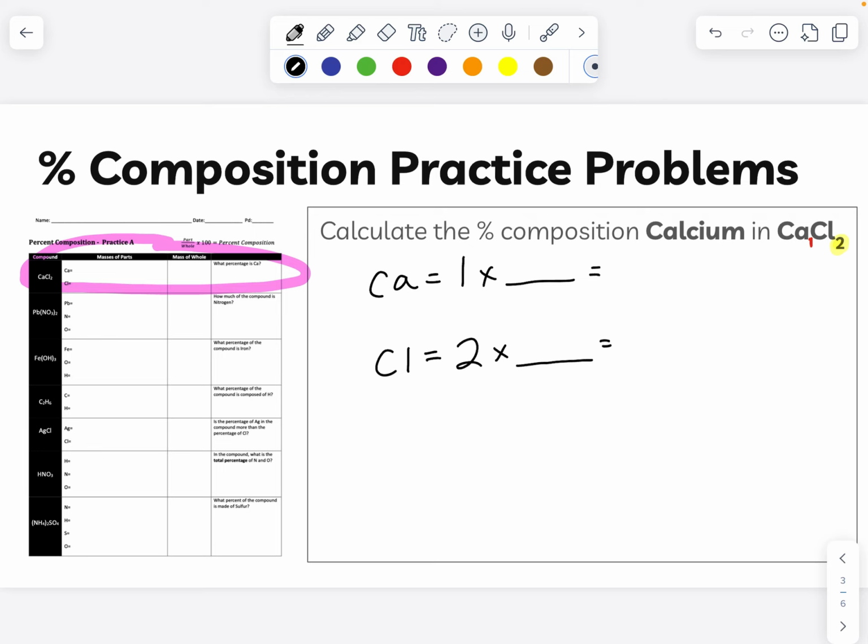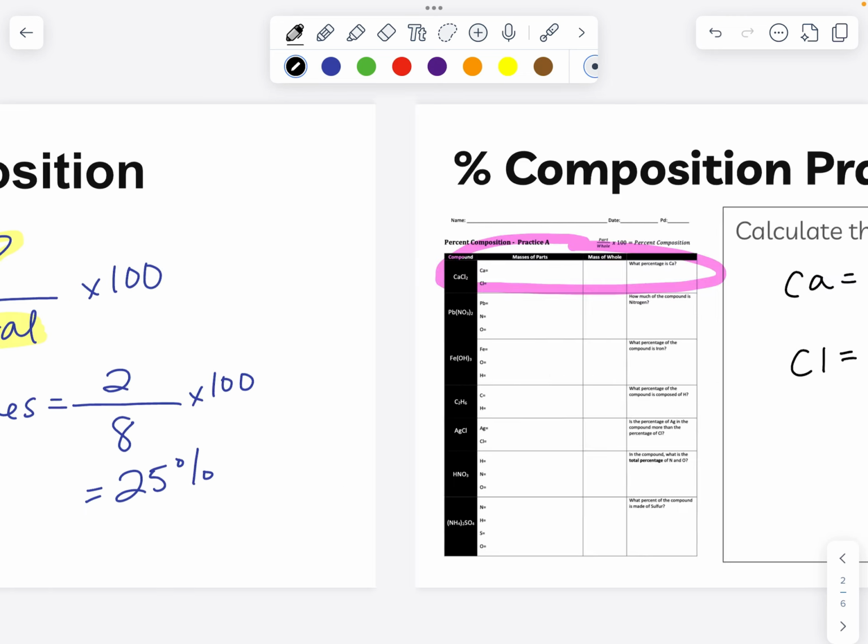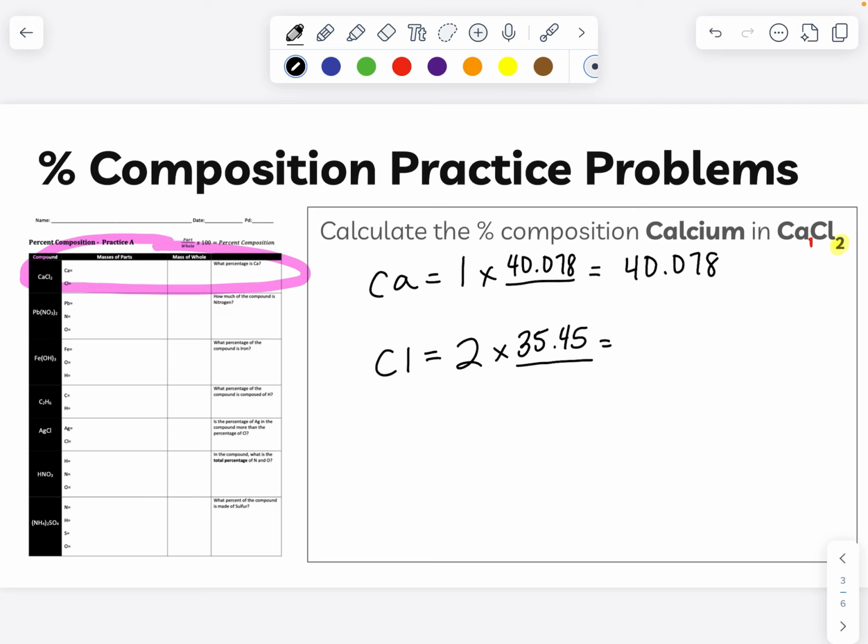So on the periodic table, if I look for calcium, I know that the mass is 40.078, and if I find chlorine, the mass is 35.45. So now, since I only had 1 calcium, that mass doesn't change. My calcium is still 40.078, but now that I have 2 chlorines, I have to remember to multiply that by 2, so I come up with 70.9. So now if I want to get the total, I can just add these numbers together.